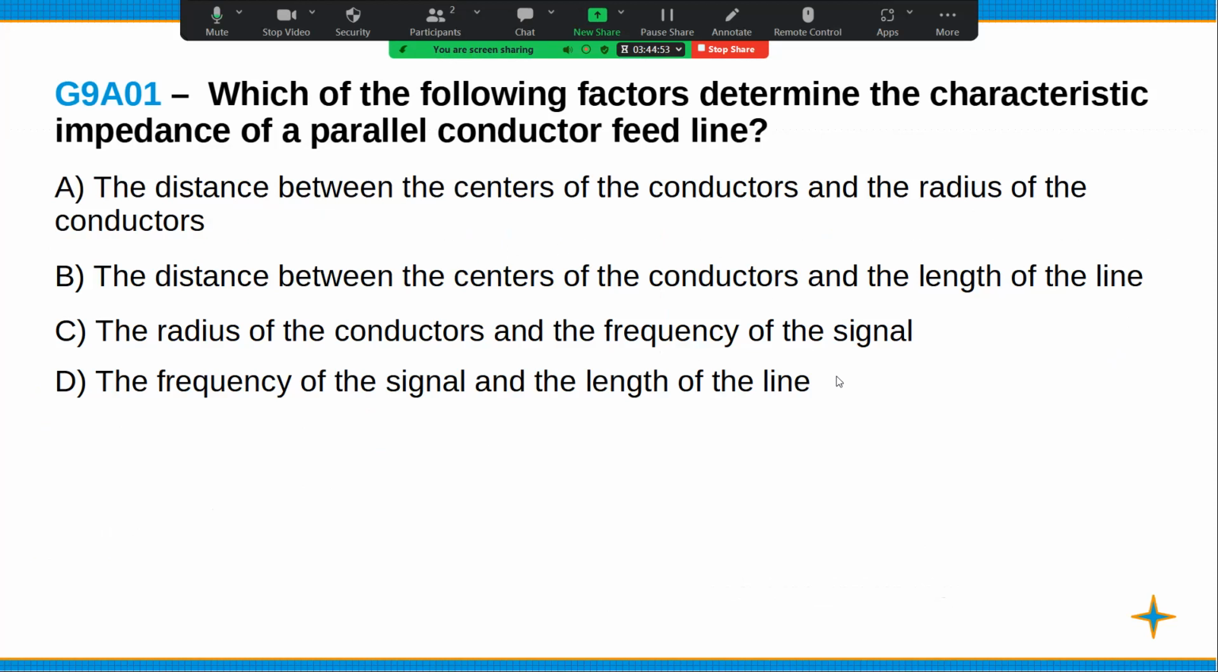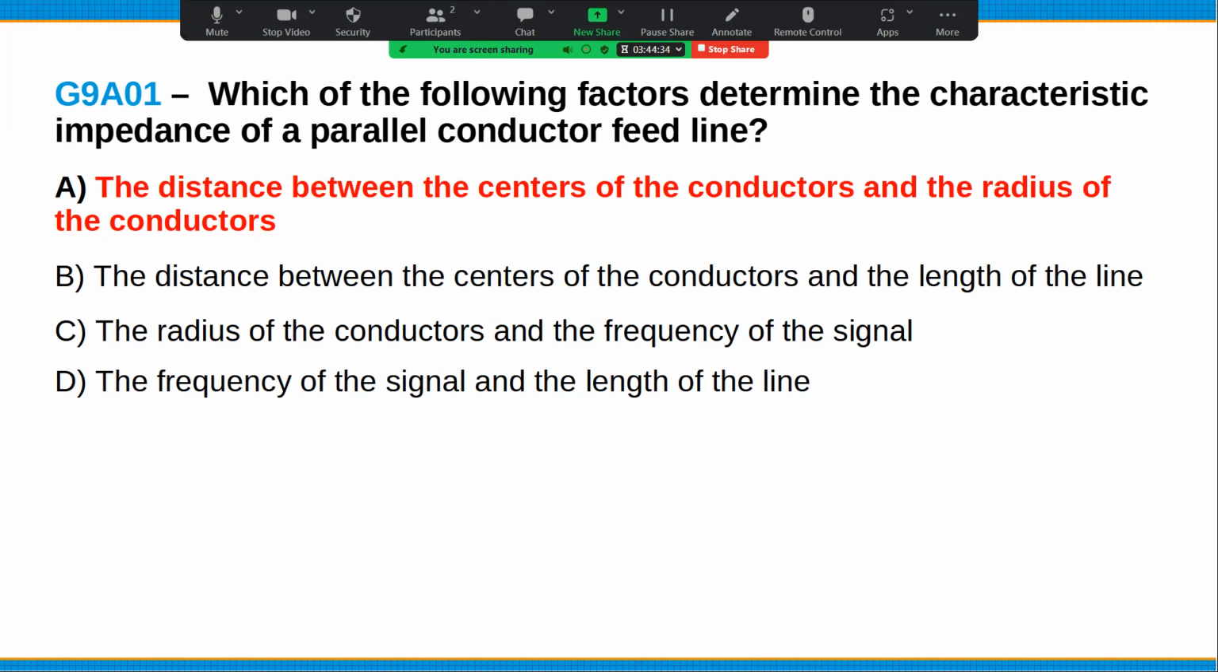So which of the following factors determine the characteristic impedance of a parallel conductor feed line? Alpha, distance between the centers and the radius of the conductors.